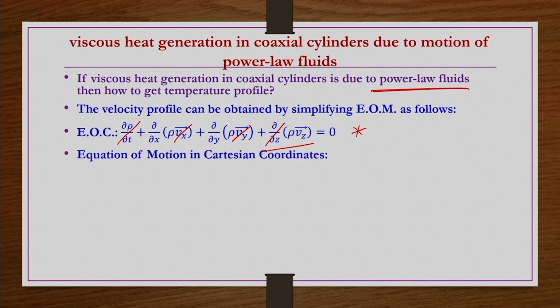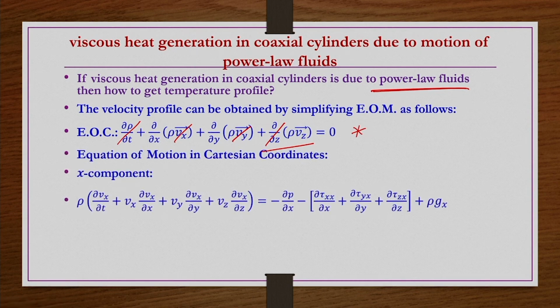Then the equation of motion in Cartesian coordinates, the x component, is given here. Now here the difference you can see is that the viscous terms have been provided in terms of the extra stress components tau xx, tau yx and tau zx, etc. It is not given directly in terms of velocity, because we will substitute tau later on, once simplifying this equation, based on the nature of the rheology. The nature of the rheology is simpler in the case of a Newtonian fluid, so that you directly substitute here and then simplify.